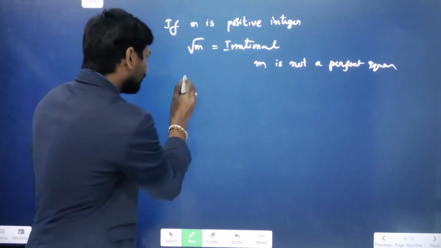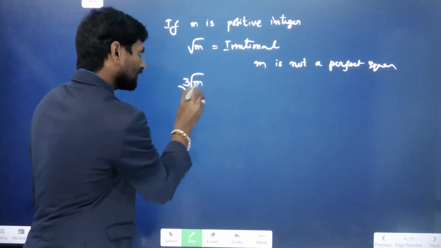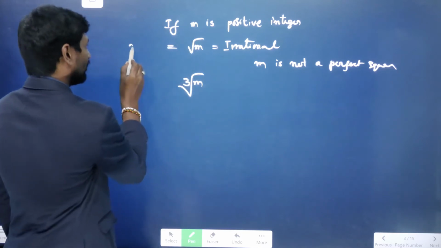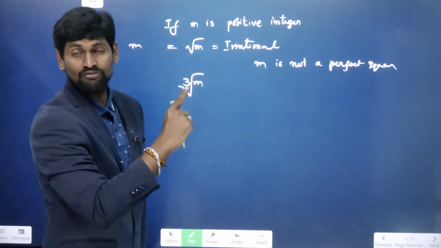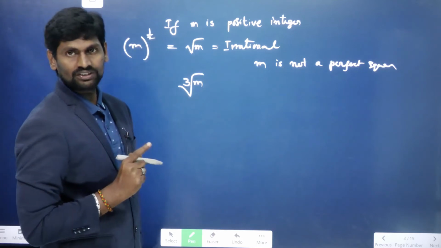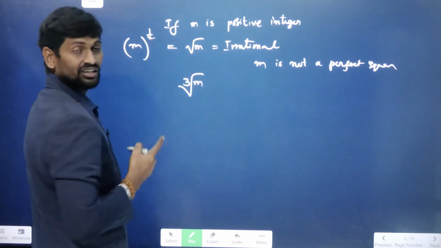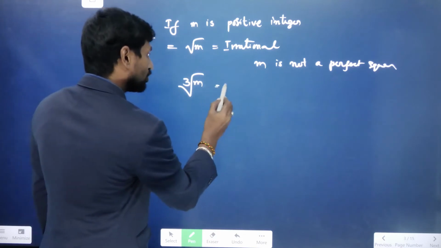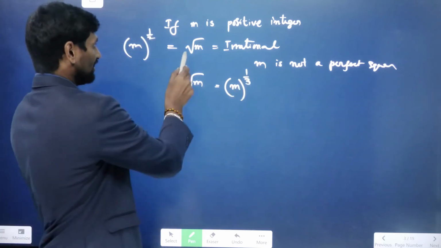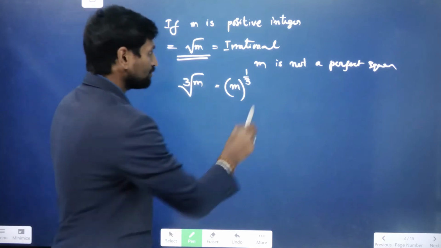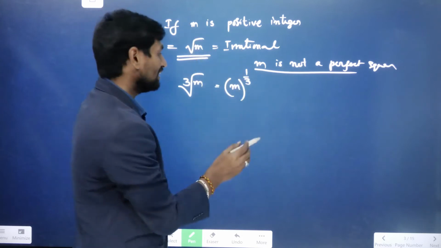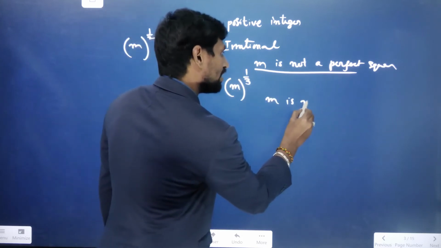Okay? If you are at cube root m, here square root. If you write the square root in the form of exponents, we write it like this: m power 1 by 2. The exponential form of square root is 1 by 2 and of cube root is 1 by 3. To say root m is an irrational number, m should not be a perfect square. Same way, cube root m is irrational only if m is not a perfect cube.